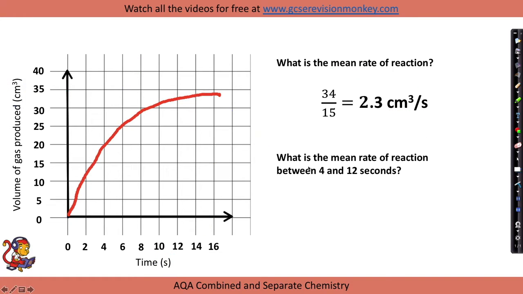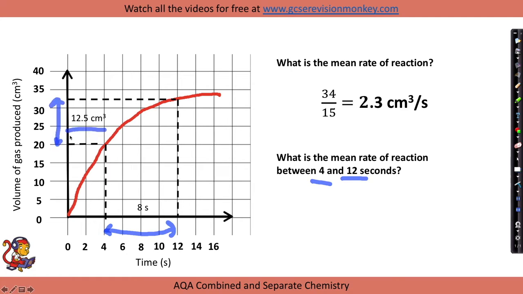They could also ask for a mean rate of reaction for a particular time point. For example, what is the mean rate of reaction between 4 and 12 seconds? And in that case, at time point 4, you draw a dotted line up and across to the y-axis. You do the same for 12, and then you would read off between those two sections. So between 4 and 12, we've got a time of 8 seconds. And between our two markers on the y-axis here, we have a volume of gas produced of 12.5 centimetres cubed.